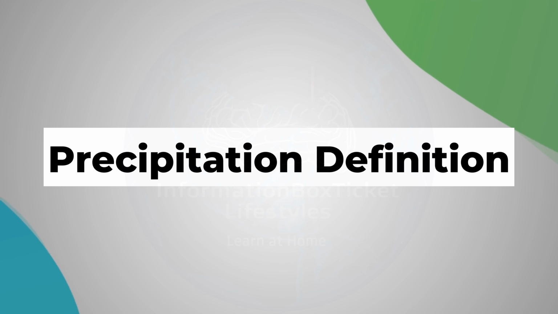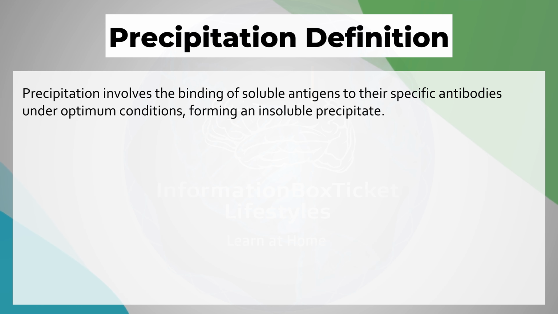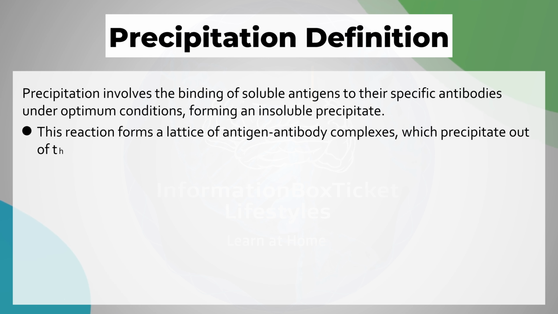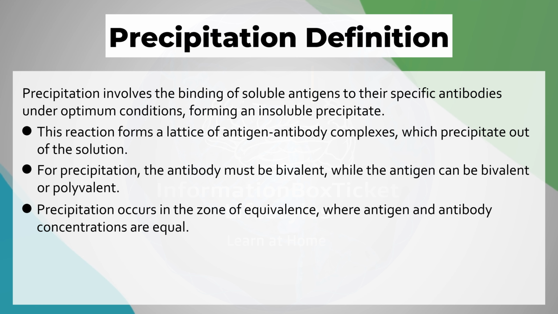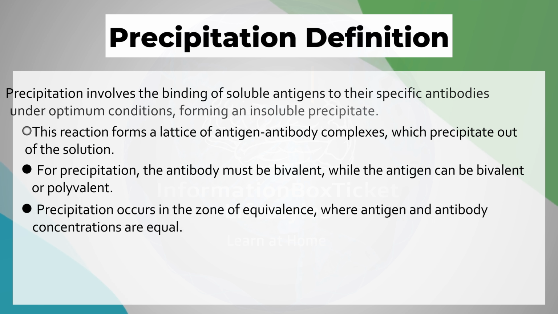Precipitation definition. Precipitation involves the binding of soluble antigens to their specific antibodies under optimum conditions, forming an insoluble precipitate. This reaction forms a lattice of antigen-antibody complexes, which precipitate out of the solution. For precipitation, the antibody must be bivalent, while the antigen can be bivalent or polyvalent. Precipitation occurs in the zone of equivalence, where antigen and antibody concentrations are equal.